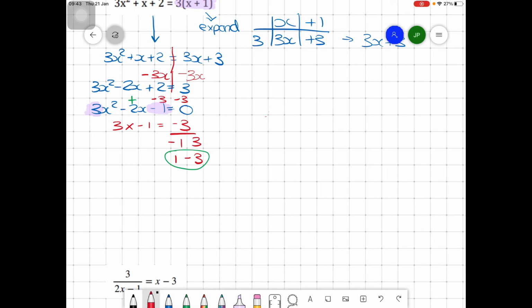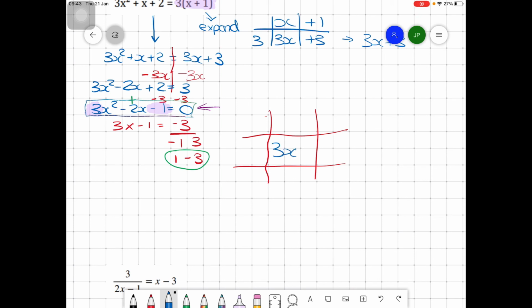So we head back to our grids again. Make sure you are focusing on the correct equation. You want the one that is equal to 0. So we'll put 3x squared in the middle, minus 1 to the bottom right. We then put our factor pairs we've just found in, so we'll have a minus 3x and a 1x, and we work out what's missing.